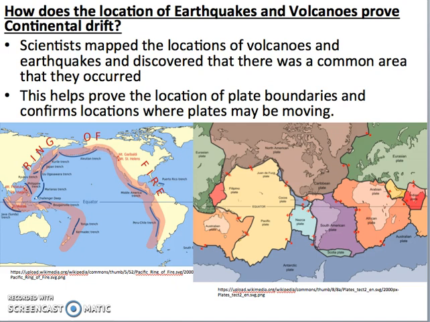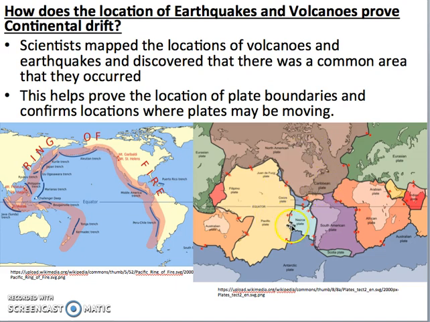Finally, let's talk about the location of earthquakes and volcanoes and how it proves that continental drift happened. And so back in the day, scientists mapped the locations of volcanoes and earthquakes and discovered that there was a really common area where they occurred, and that we call the Ring of Fire today. And this really helped prove the location of the plate boundaries that we know today.